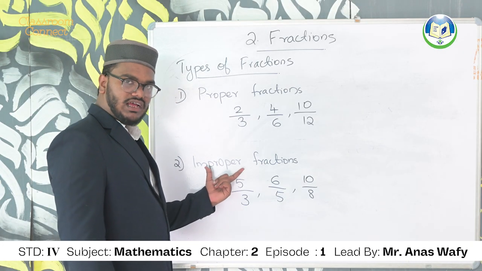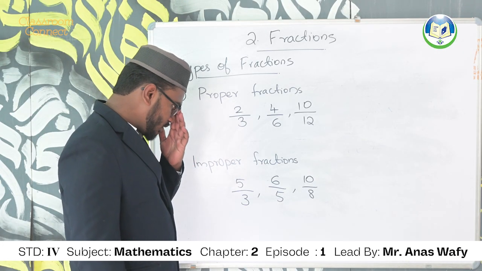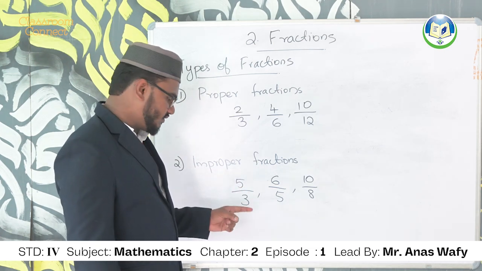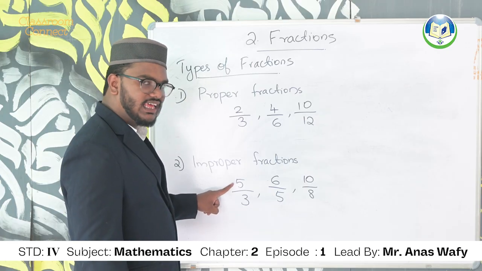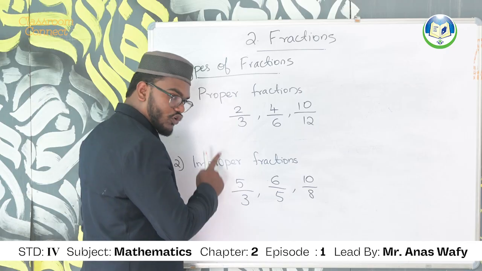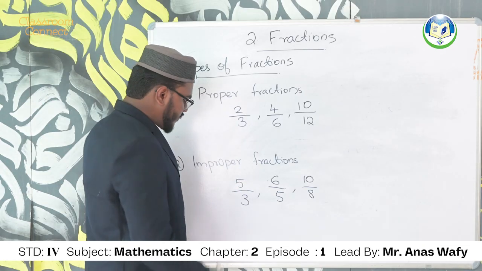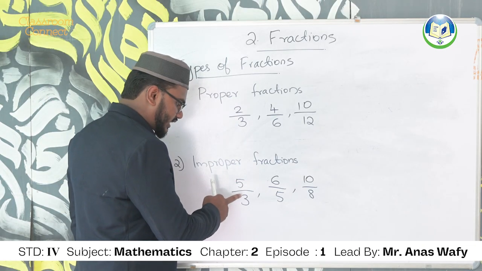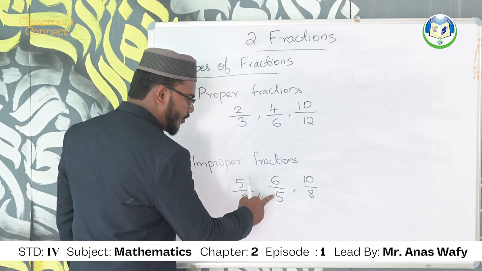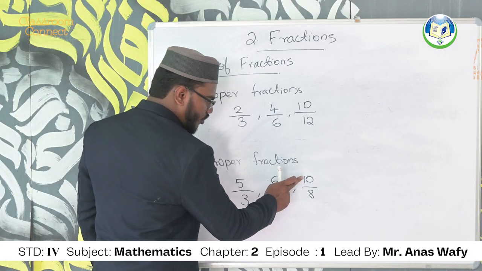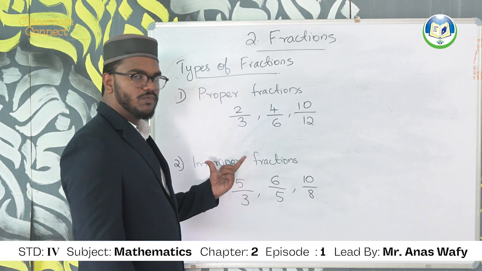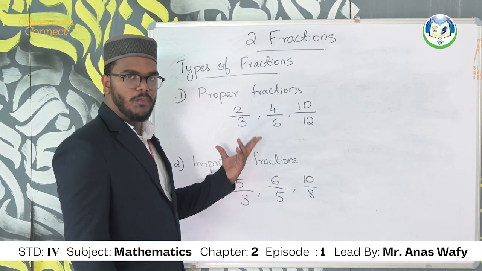And what is the case of improper fraction? Look at here. Yes, very good. In improper fractions, the numerator is greater than the denominator. Here 5 by 3, 5 is the numerator and 3 is the denominator. So the numerator is greater than the denominator. Here also the numerator 6 is greater than the denominator 5. Here also the numerator 10 is greater than the denominator 8. So these types of fractions are called improper fractions.